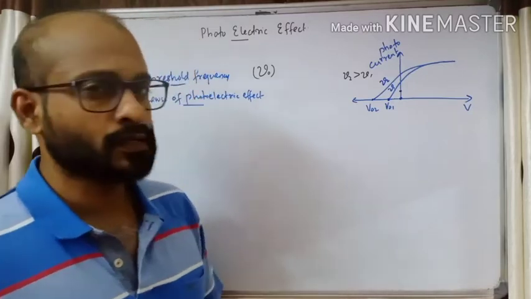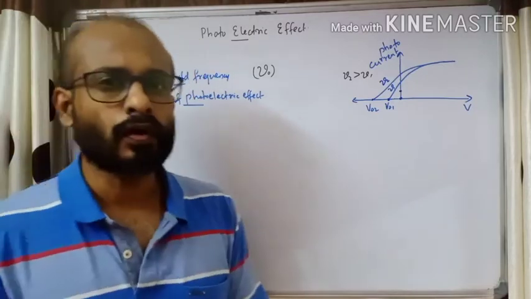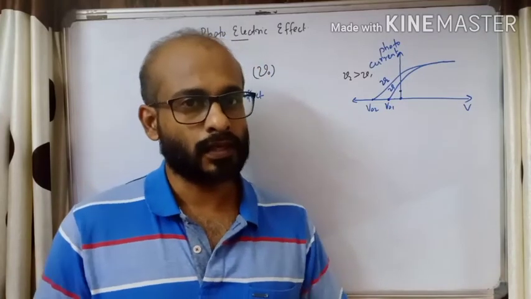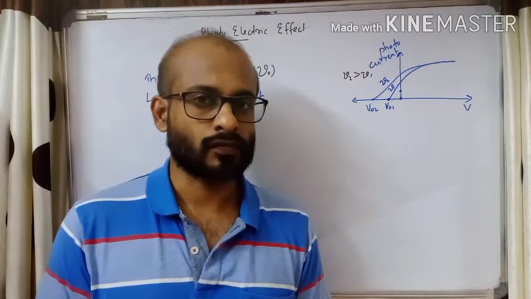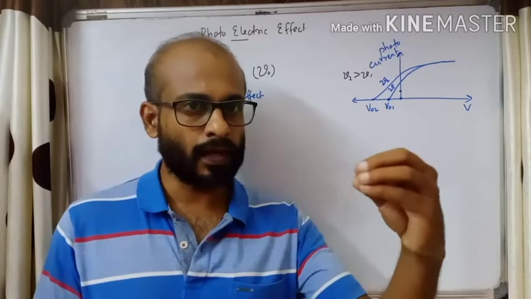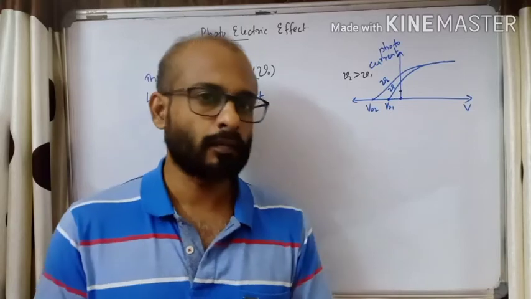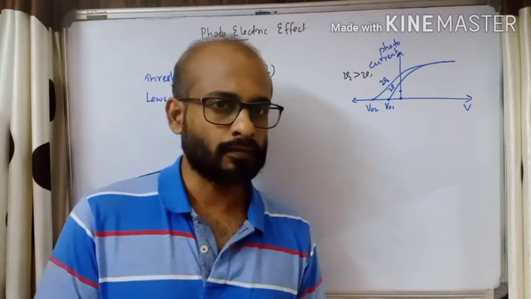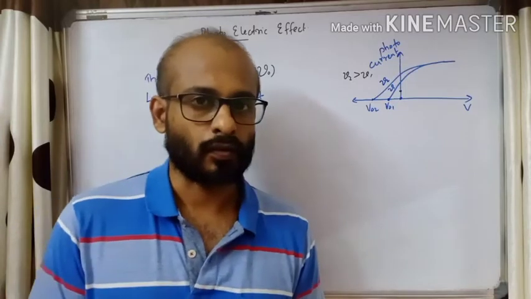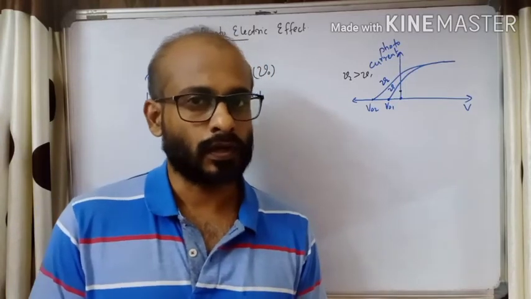So these are the postulates. One more we have: there is no time lag between incidence of radiation and emission of electrons. We can say it is an instantaneous process. Immediately when light falls on the metal surface, an electron will be emitted. There is no time lag between incidence of radiation and ejection of electrons. These are the laws of photoelectric effect.